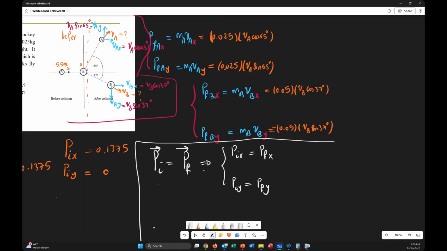Good? Okay, I do have P initial in x-axis. Perfect. I just write it down: 0.1375. Good? Equal to. But what is the P final in the x-axis? I have two, yes? Perfect, just the x ones. Add them together, okay? This is the first one, yes? This is the second one. Good? Okay, so add 1 and 2 together. So it's going to be what?